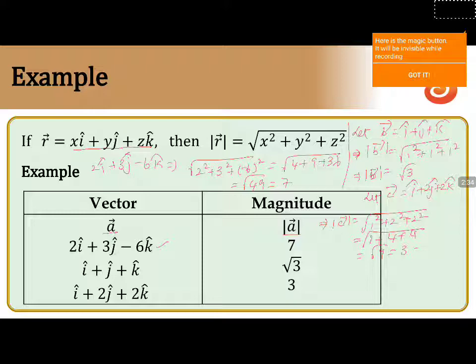So by seeing these examples, how do we find the magnitude of a particular vector, say r vector is equal to x i cap plus y j cap plus z k cap? In a generalized way, we can calculate the magnitude of that vector r is equal to the root over the square of the component of i plus square of the component of j plus square of the component of k.